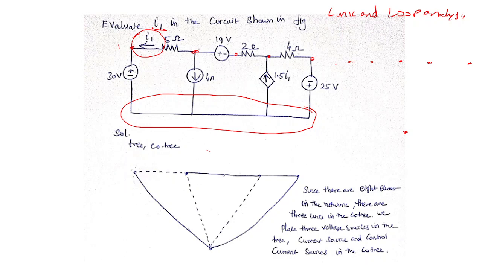For each and every element, I need to replace it with a line segment. 1, 2, 3, 4, 5, 6, 7, 8. There are totally 8 branches or 8 elements, so 8 line segments are drawn to draw a graph. So it is a graph, not a tree.